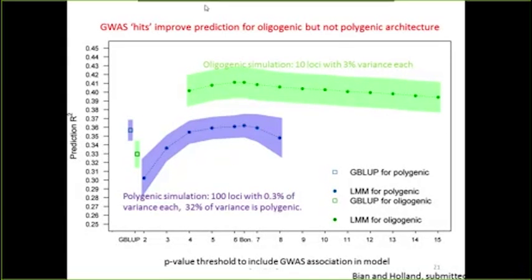Here's the other part of the simulation. What happens if we make a really polygenic model? So you have a random background term, and then you have 100 loci, each of which explains 0.3% of the variance. Then here's the GBLUP model prediction. It's good because it is polygenic. The model fits the genetic architecture.